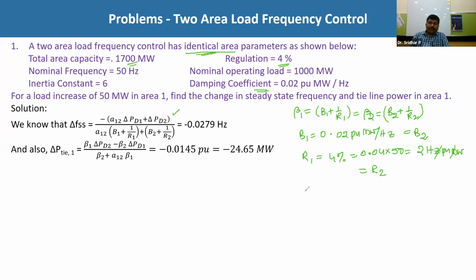So whatever the beta, straight away we can take it as beta. That value is nothing but B plus 1 by R. B is 0.02, plus 1 by R, which is this value equal to 2. So 1 by 2 is 0.5, so this is 0.52. So the beta value is 0.52.